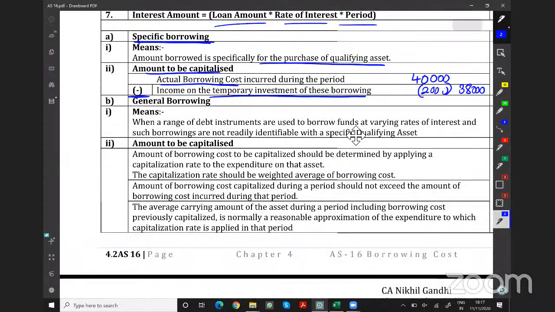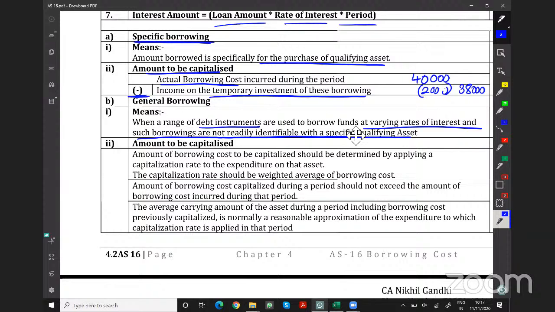So what do you mean by general borrowing? Sir, I have taken a loan. So we can read it also, sir. It means a range of debenture instruments are used to borrow funds at various rates, and such borrowings are not really identifiable with specific qualifying assets. Sir, I've issued debentures. I've issued two types of debentures to buy 4 qualifying assets.